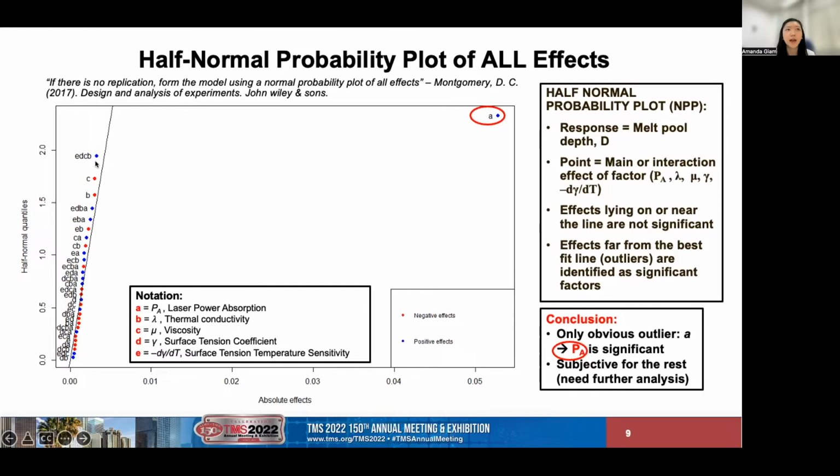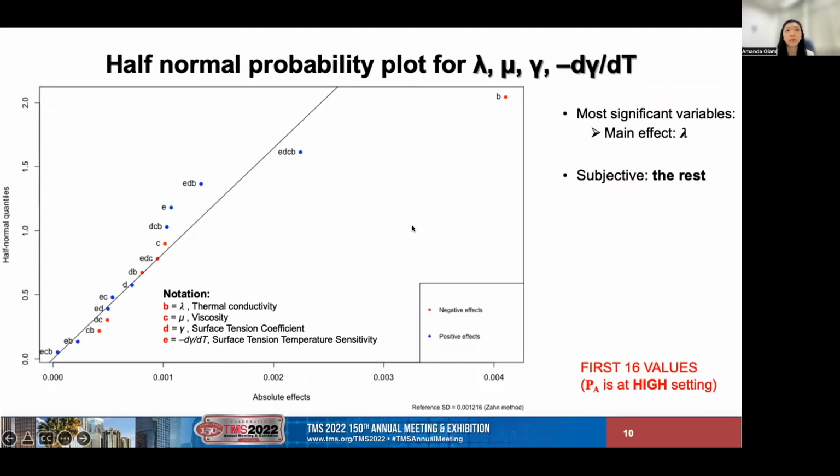And for the rest, it lies pretty near the line, so it is subjective and we want to have further analysis. So now we try to exclude this variable A, laser power absorption, and see what kind of results we have. So when we exclude laser power absorption, we essentially are only considering the other 4 variables. So we have 16 data points that we are interested in looking at. And even though we have excluded the laser power absorption, we know that these 16 points actually correspond to when the laser power absorption was at the high setting, right?